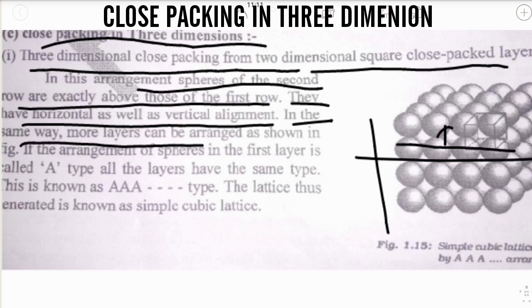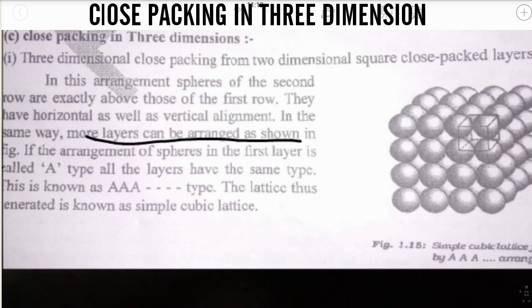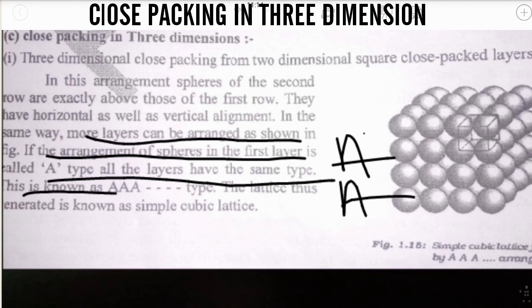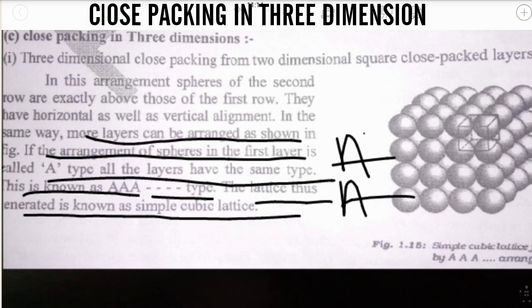In the same way, more layers can be arranged as shown in the figure. If the arrangement of the spheres in the first layer is A type, then the arrangement of all the layers is of the same type, that is A type. Such type of arrangement is known as AAA infinite type. The lattice thus generated is known as simple cubic lattice.